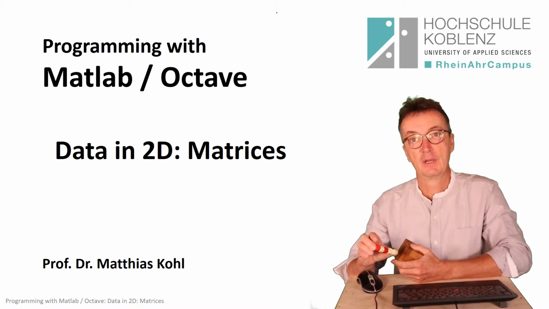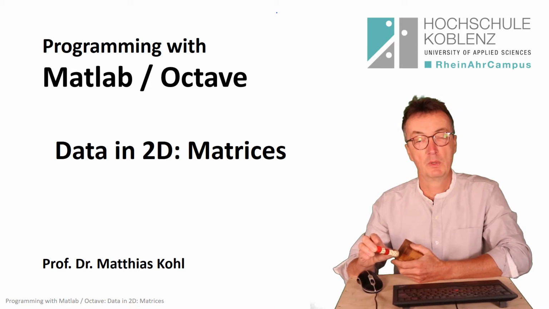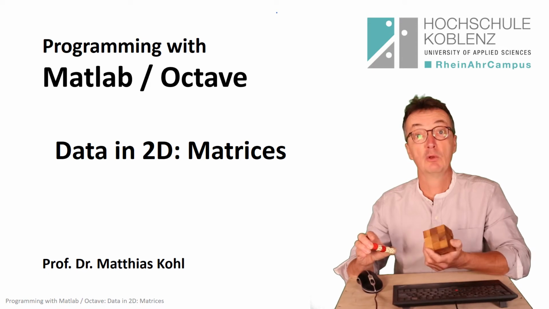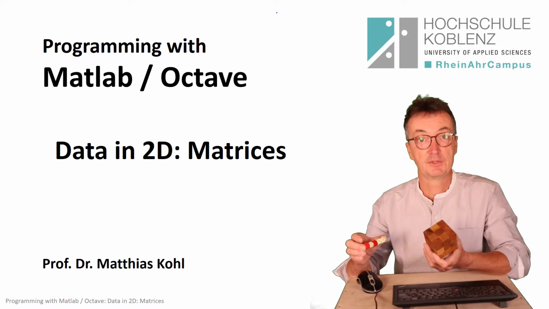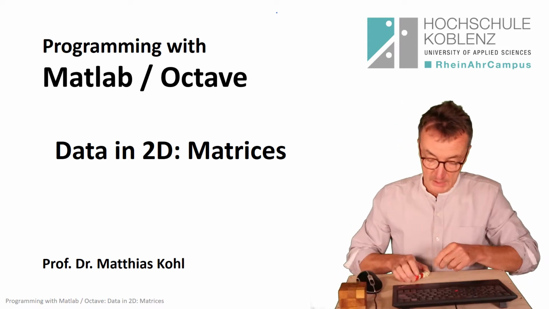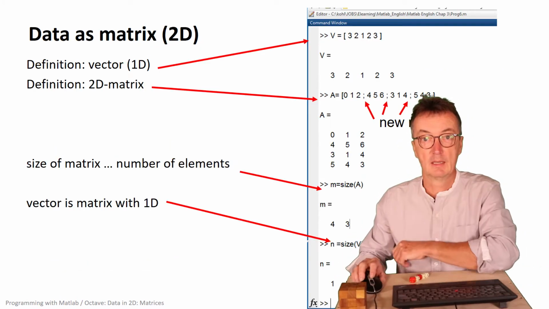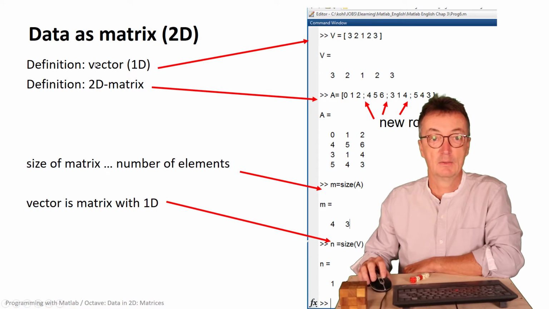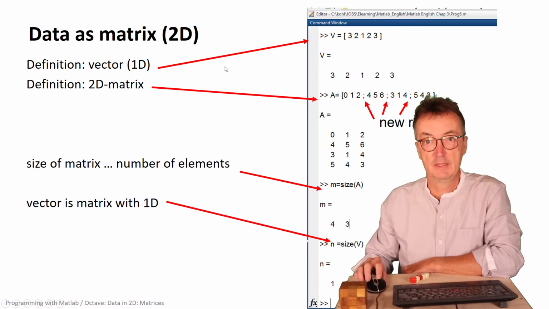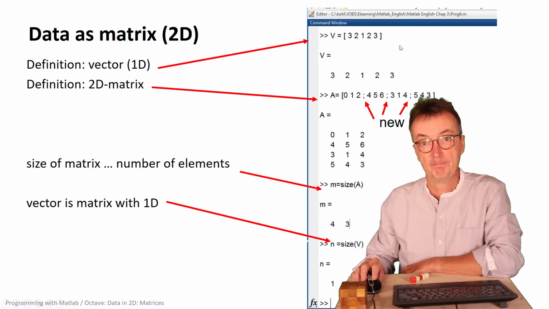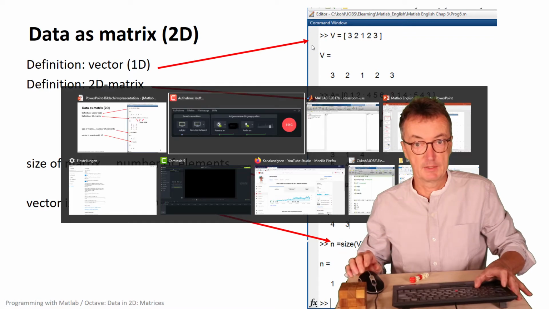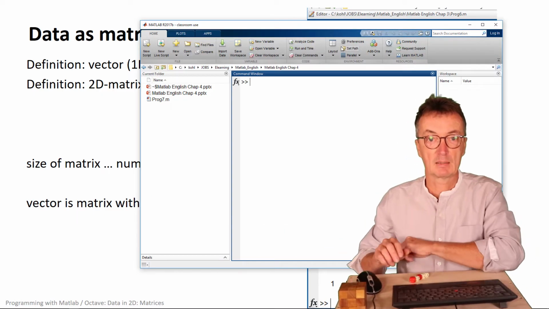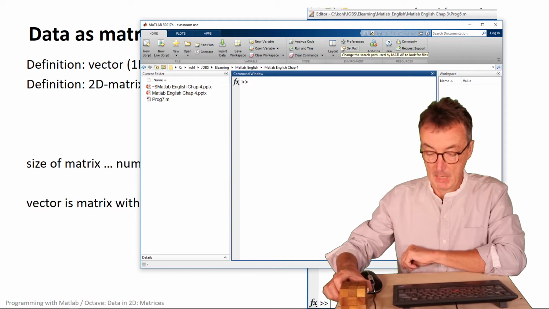Here in this part of the lecture series on programming with Matlab or Octave, we are looking at two-dimensional data sets, that is matrices. In the last chapter, we had a glance at a one-dimensional vector that is shown here, where we can define a vector in this way. Now the extension to two-dimensional, but better check directly in Matlab how to program that.